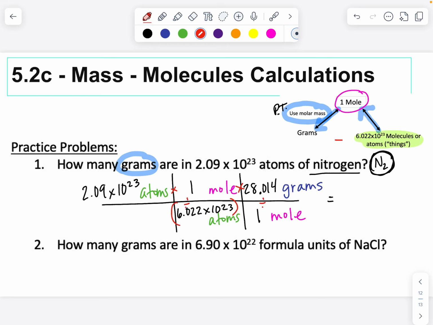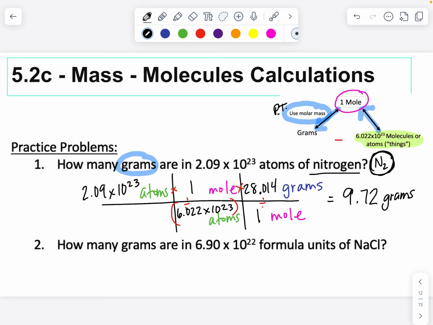Remember to try to use parentheses whenever you see that big number on the bottom. That will make sure that your calculator does the right kind of math. So I multiplied 2.09 times 10 to the 23rd times 1 times 28, and I'm going to divide by 6.022 times 10 to the 23rd. My final answer is 9.72, and this is grams.